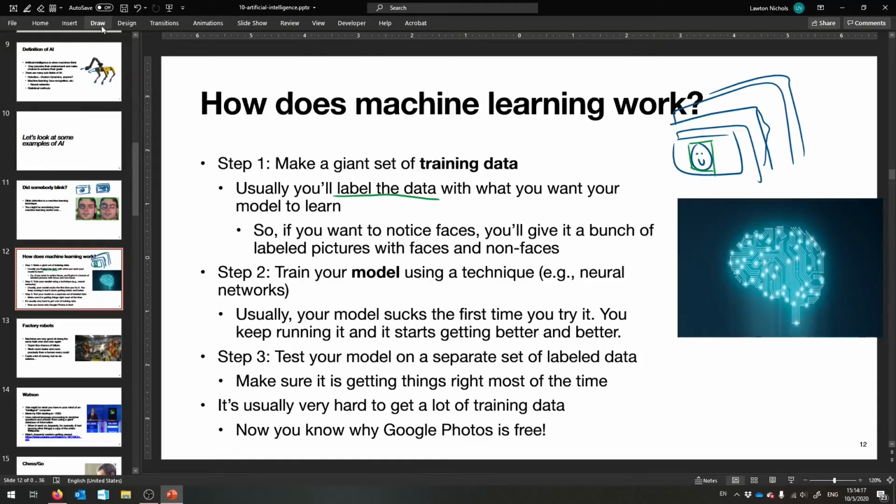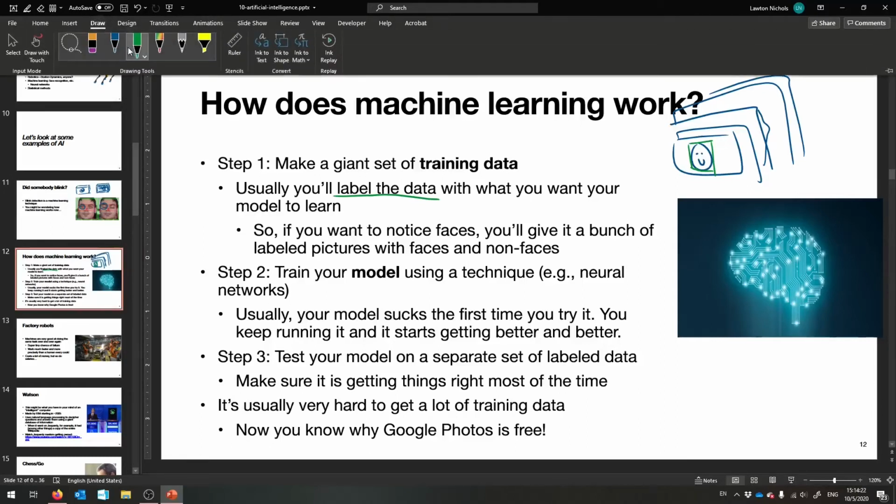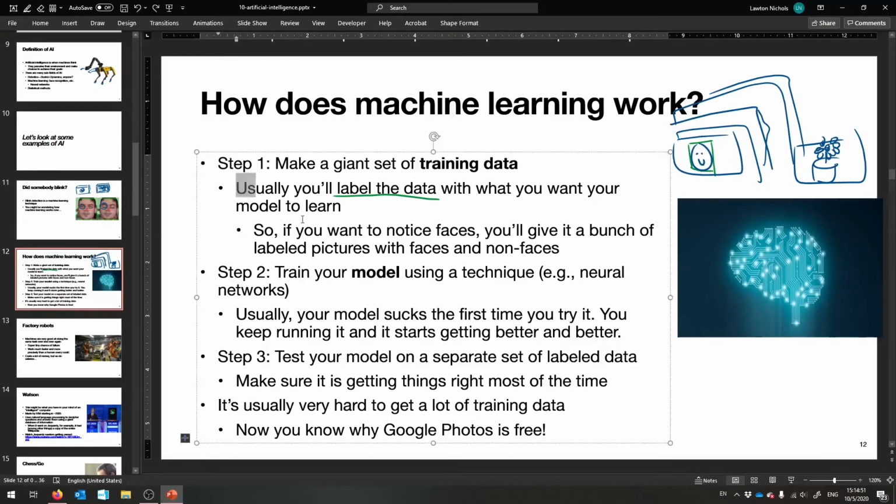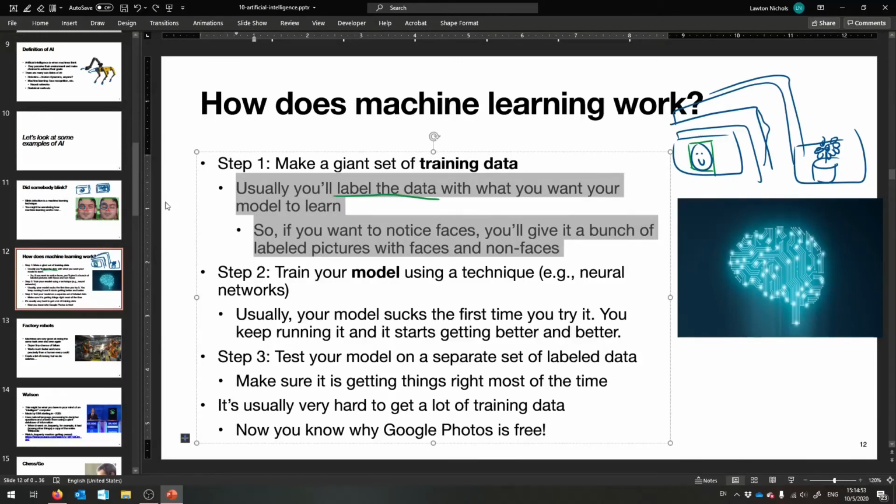If you want to notice faces, you'll give it a bunch of labeled pictures with faces and non-faces. So you'll also, I don't know, give it pictures of plants, and you'll be like, yes, there is no face in this picture. There's no green box. So you somehow try to trick it, because there's not always going to be a face. Figure out the difference between a face and not a face, and when you do find a face, draw a box around it. So that's essentially the stuff that you have to give to your machine learning program, usually.